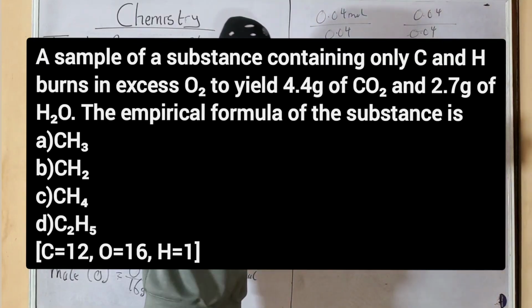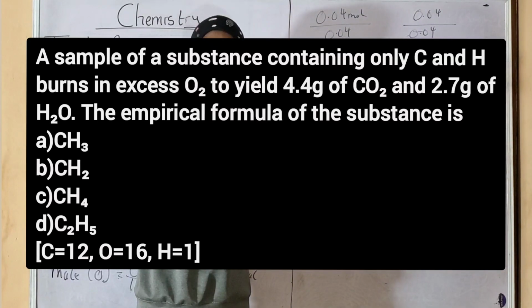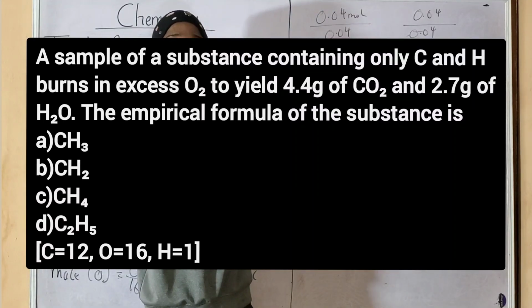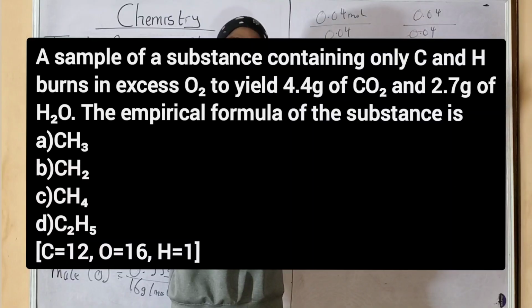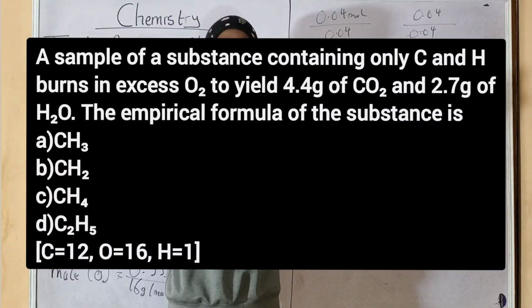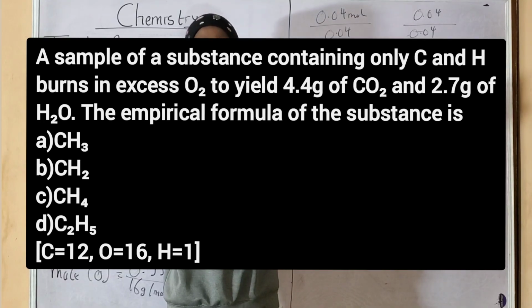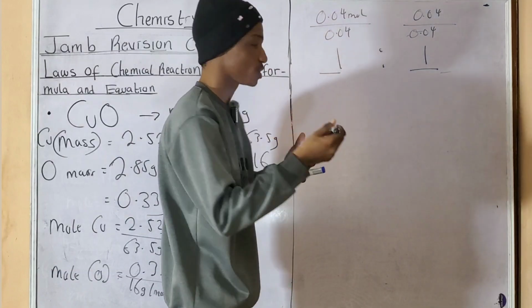Now, listen to me carefully. You cannot calculate the empirical formula without first getting the mass of the element that we need. We need the mass of carbon in CO2, and we also need the mass of hydrogen in H2O. So we need the mass of carbon present in 4.4 gram of carbon dioxide, and the mass of hydrogen present in 2.7 gram of water. That is the first thing that I'm going to do. Pay attention.